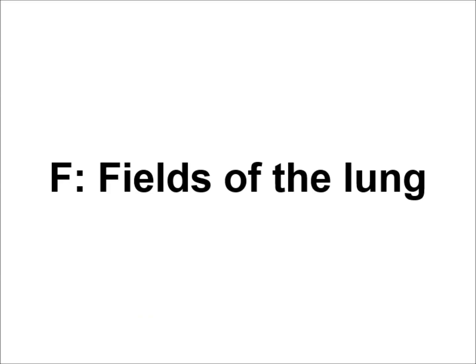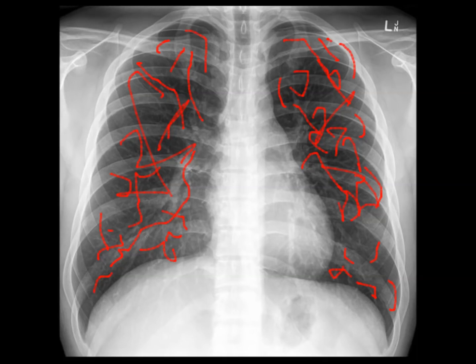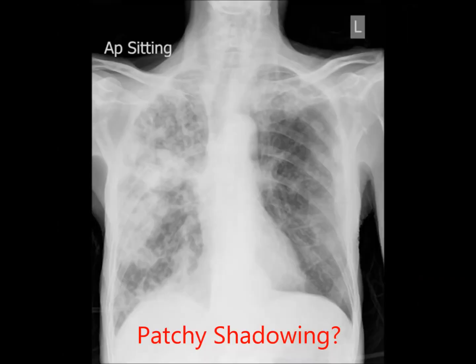F is the fields of the lung. Normal lung fields are roughly symmetrical and have these faintly fuzzy lung markings throughout, representing normal vascular and lung soft tissue. One thing to note is that when describing the lung fields, there is no correct terminology, as long as what you say effectively communicates what you're trying to describe. For example, you could describe what you see here as patchy shadowing, widespread areas of increased density, multifocal opacification, or you might even get away with a load of white fuzz that probably shouldn't be here.